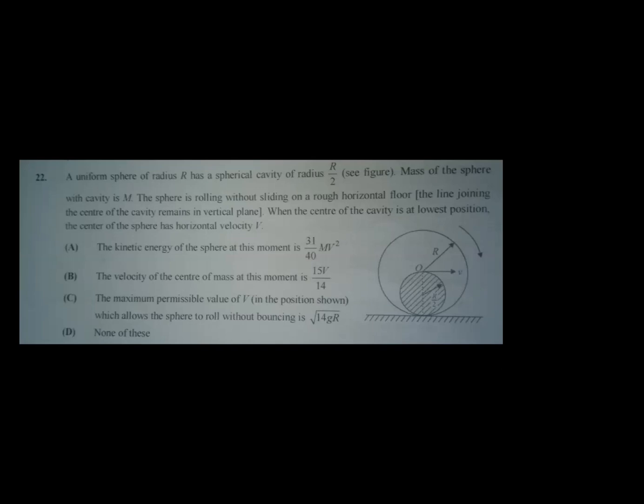Okay, Dhruv, are you there online? Yes, sir. Dhruv, I think there is a difference between what the question is saying and what the diagram is showing. Because it's saying when the center of gravity is at the lowest position, your center speed is v. Center of the cavity, not gravity. The center of gravity is at the lowest position, then the cavity should be up. Sir, center of the cavity, not gravity. Acha, the center of the cavity. Oh, okay. When the center of the cavity is at the lowest position, that's okay.